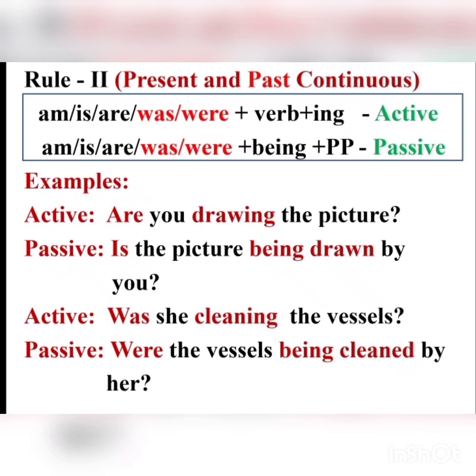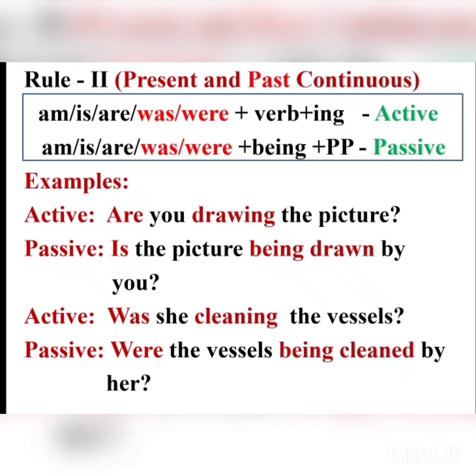Okay, here you are using "be". Picture is the object here. So we have to think about what auxiliary verb to use. So for singular: is the picture being drawn by you? Since it is continuous, we have to use being in the passive form.